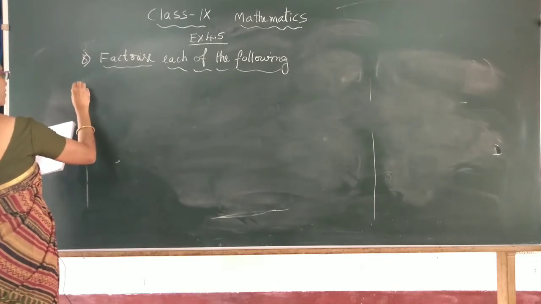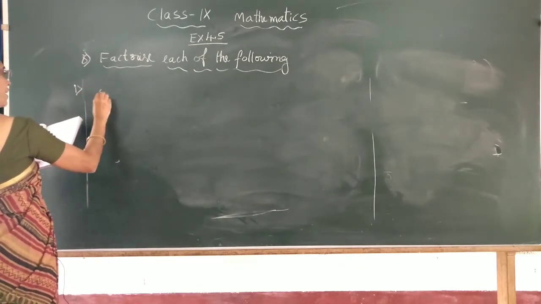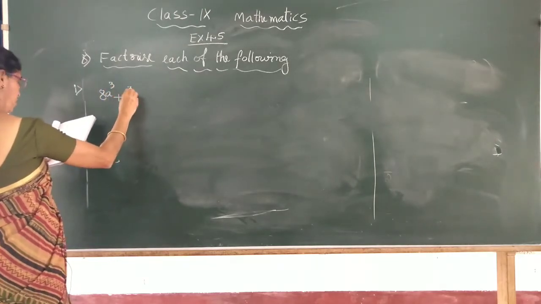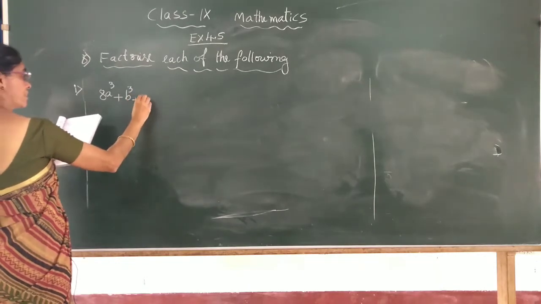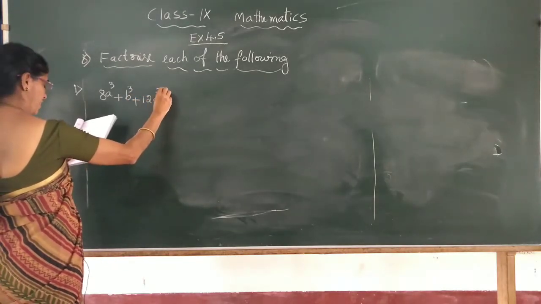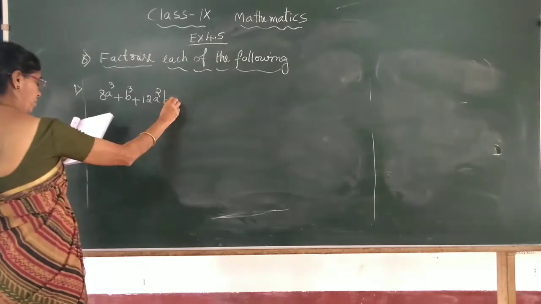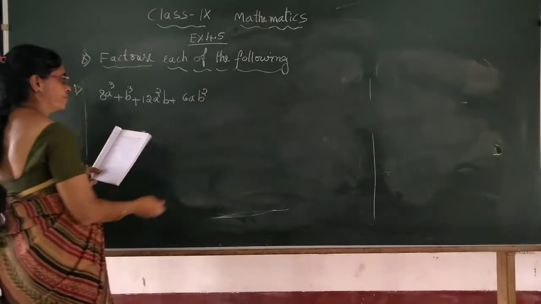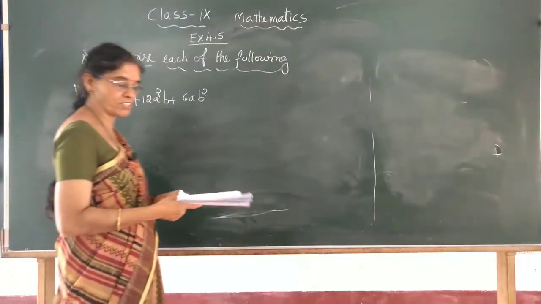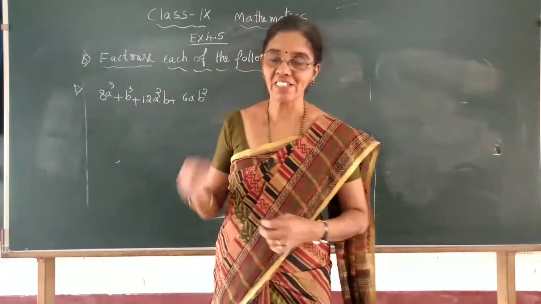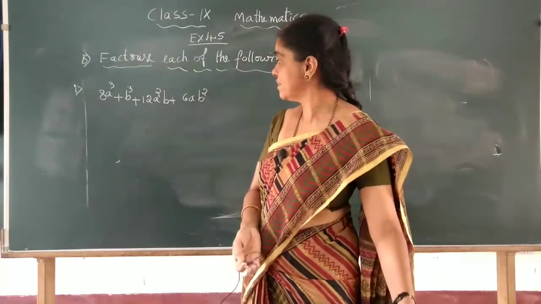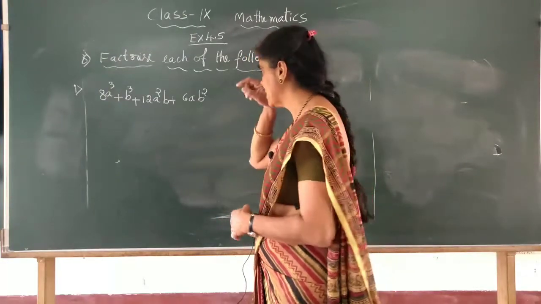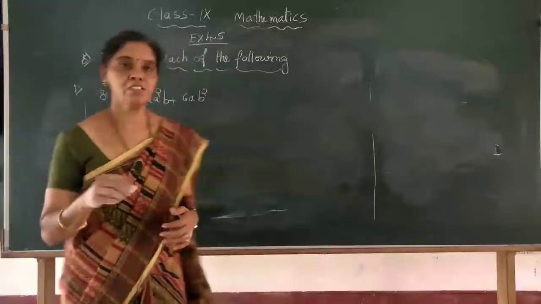First one, 8a cube plus b cube plus 12a square b plus 6ab square. So, which are the factors? Which cube, if you do, you will get this product, this answer. Now, here in which form the problem is given, I will write it and you should be able to write.